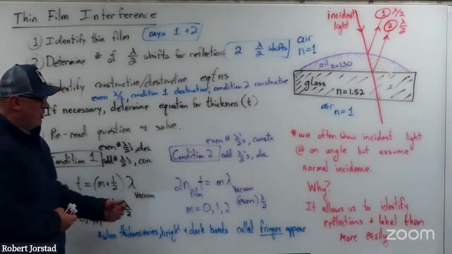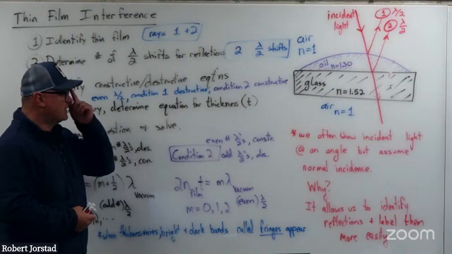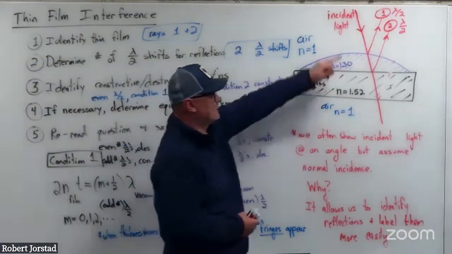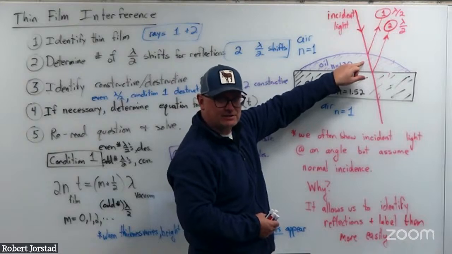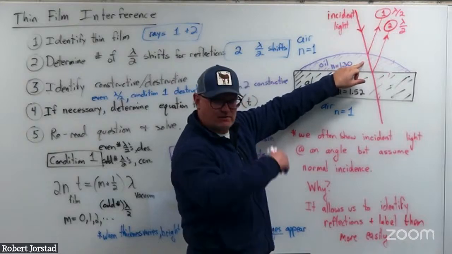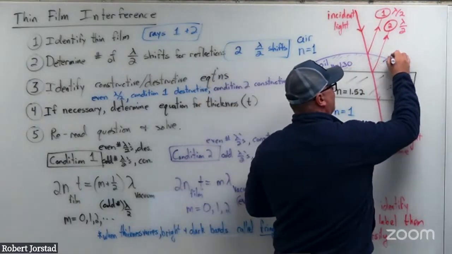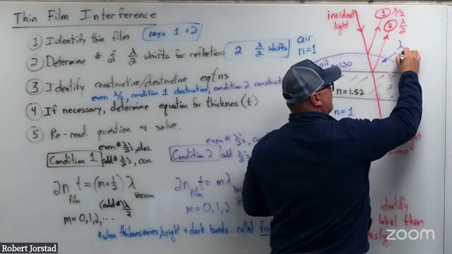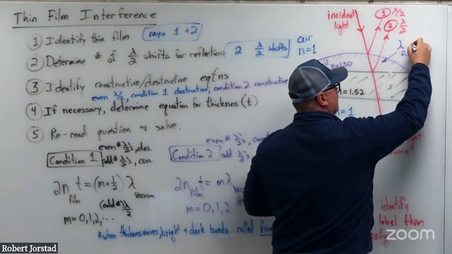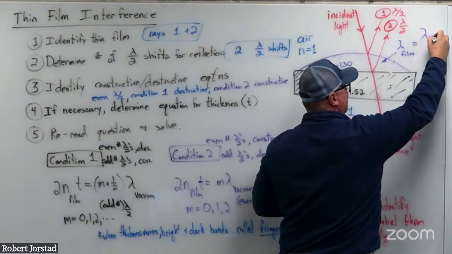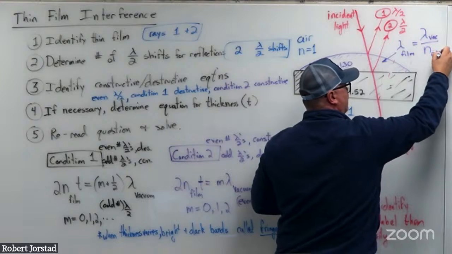In case you're wondering, where does this index of the film, why does that show up? What happens here is when light enters the medium, the wavelength changes. I think this is discussed in one of our earlier videos, but essentially in the thin film, lambda in the film is equal to lambda in the vacuum over n of the film.